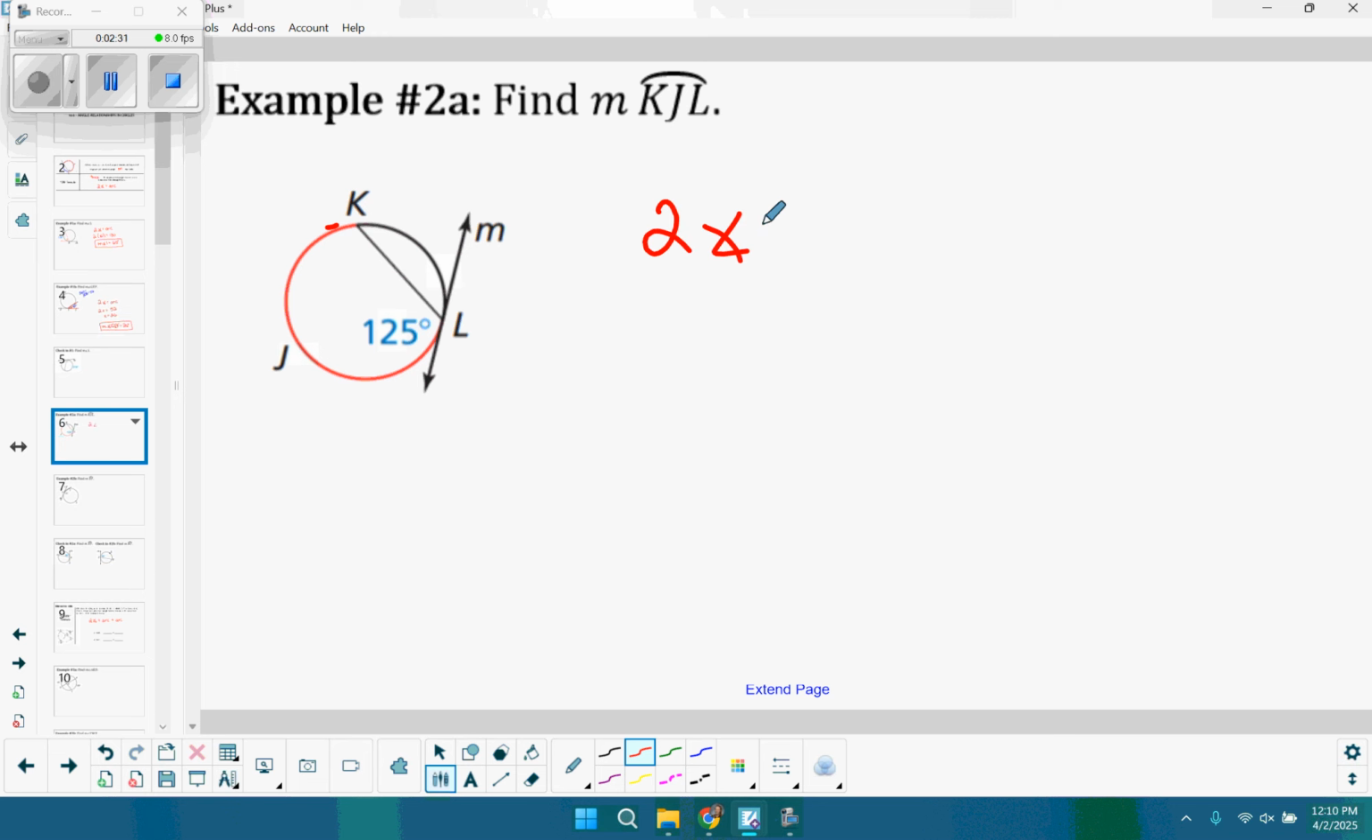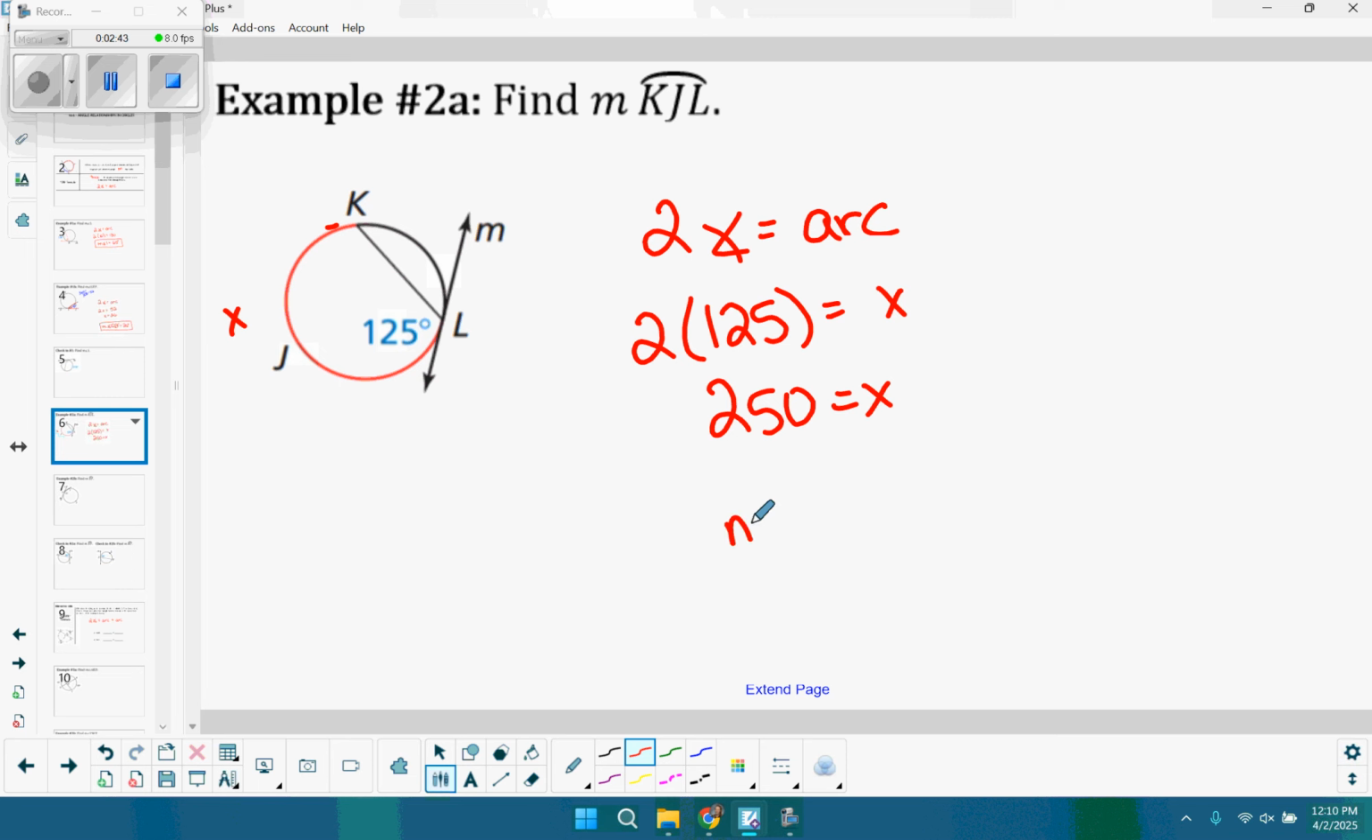So 2 times angle equals arc. 2 times my angle, 125, is equal to, let's call it x for right now. So 250 is equal to x, which means that the measure of arc KJL is 250 degrees.